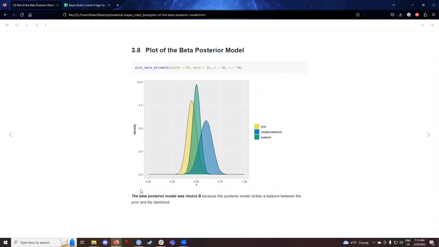So now we're looking at this here. In the convenient helper function plot beta binomial, also from the Bayes rules package, we put in the hyperparameters from the prior. We put in the numerator and denominator from the new information. And we get the posterior distribution in this case in green. And you observe that it's in between the prior and the likelihood. From the quiz on the previous slide, the correct choice was B, because this posterior model strikes a balance between the prior and the likelihood.